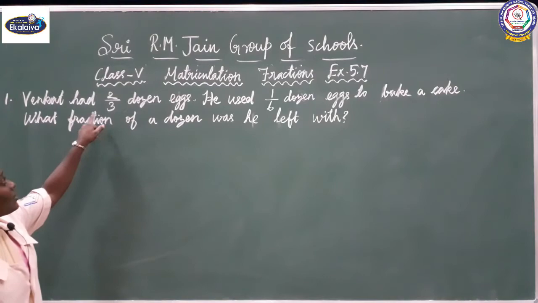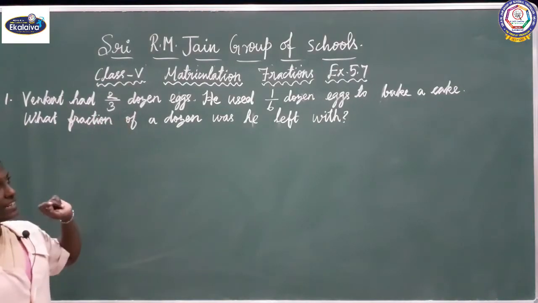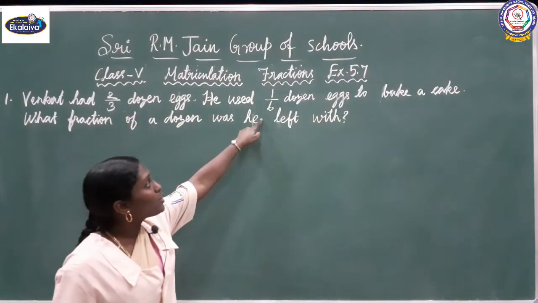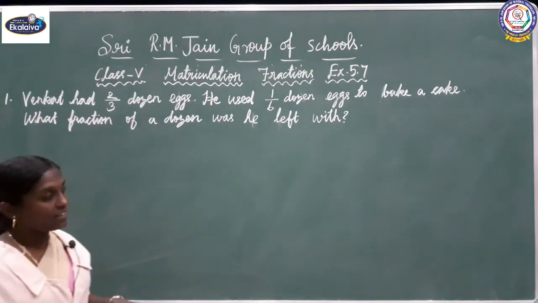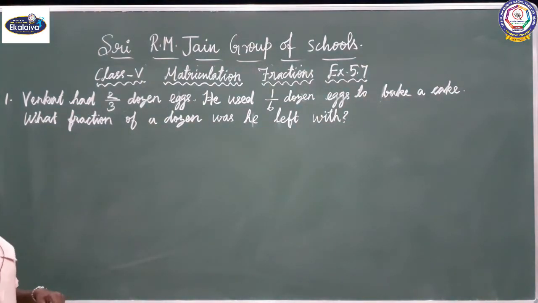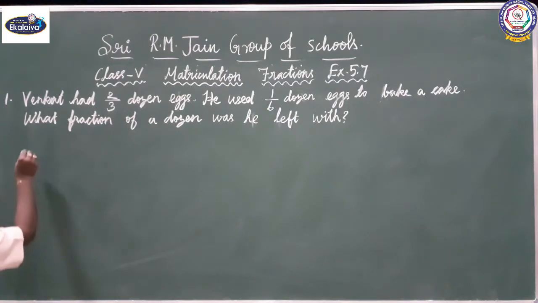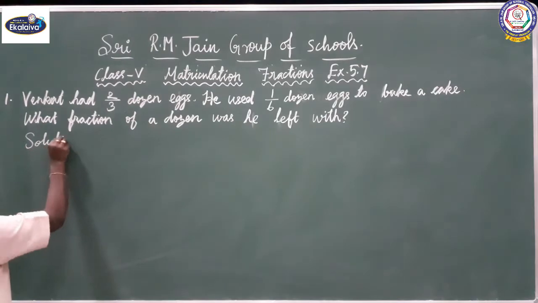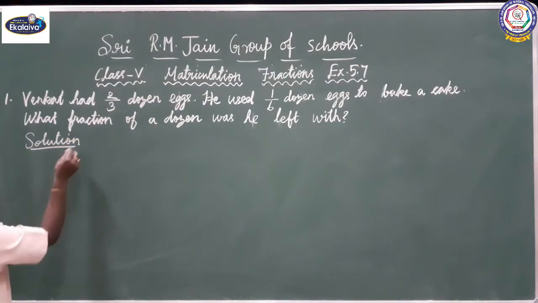Here, totally he had 2 by 3 dozen eggs. From that, he used 1 by 6 dozen eggs to bake a cake. Now, we have to find out what fraction of a dozen eggs is left with him. First, we have to write the statement.